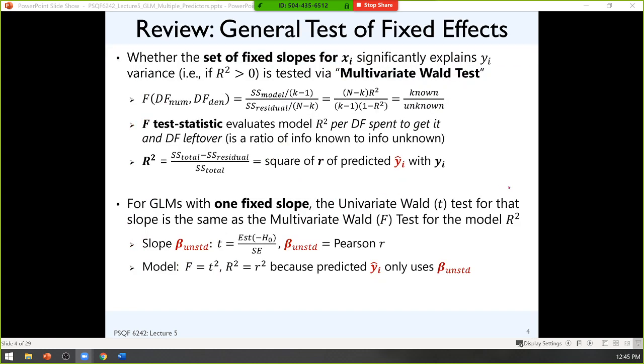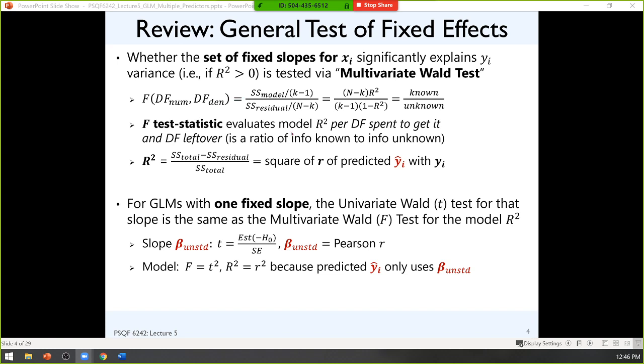All right. So in terms of testing multiple slopes at the same time, to be able to say whether or not the model works to be able to predict an outcome. If we have more than one slope in the model, we can't just look at the significance value for each slope. We also need to consider how they work together.